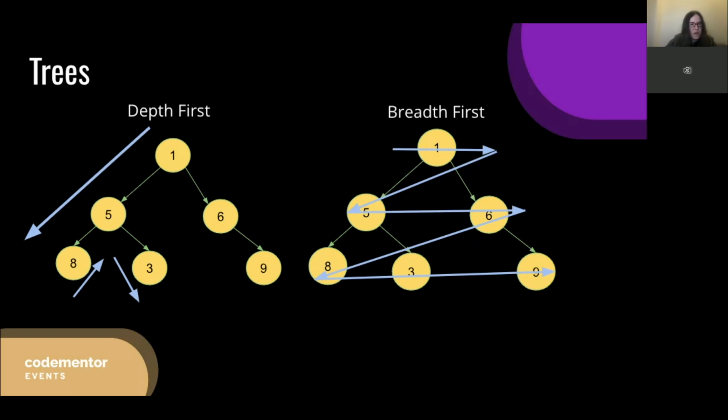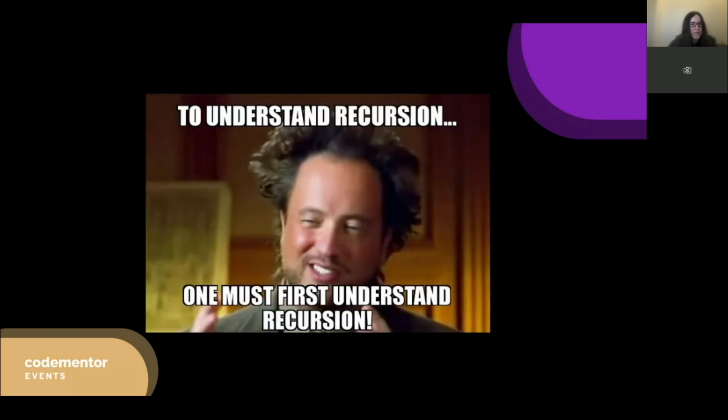But actually, for manipulating trees and solving any task with a tree, we need to traverse the tree. And for traversing the tree, we need recursion. And I can't stop myself from putting this map here because I think it's the best explanation of what recursion is.